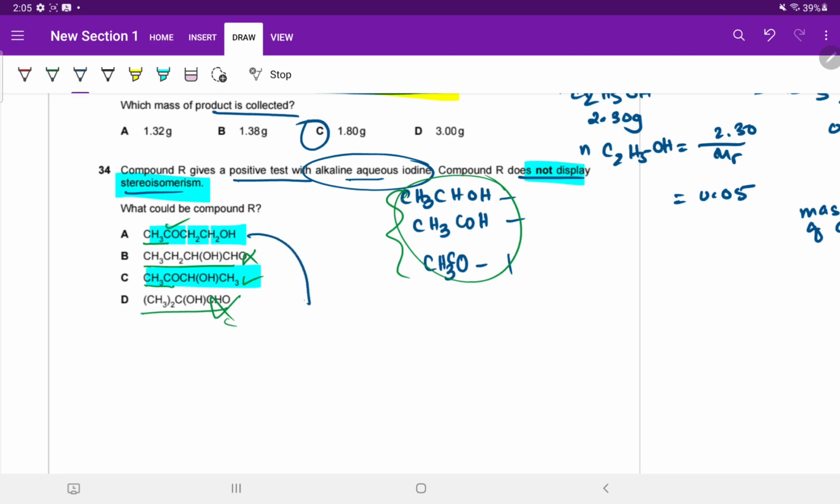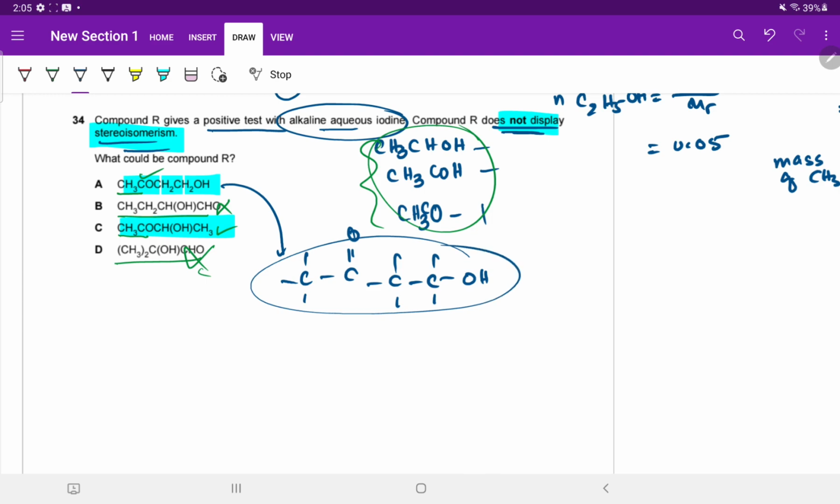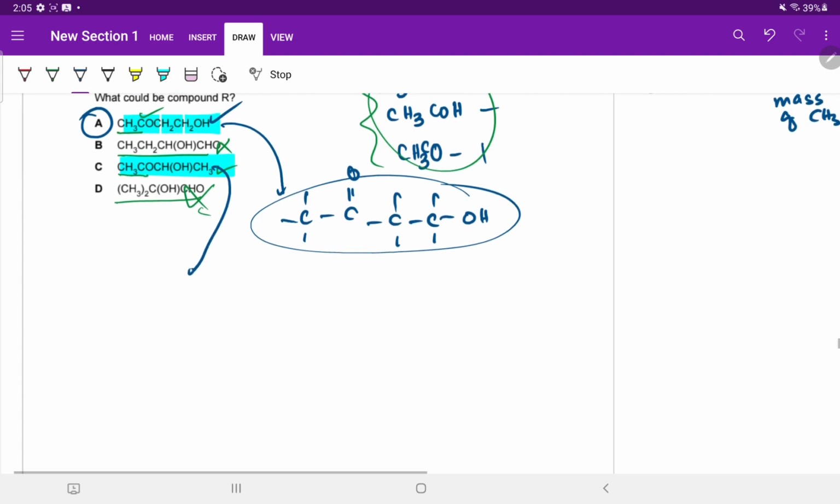So let's take a look at option A. Firstly they have mentioned that they do not display stereoisomerism, so A should not display stereoisomerism for it to be the correct response. So CH3, C double bond O, CH2, CH2. I'm not writing the hydrogens because they're the same. So over here, this won't show stereoisomerism because we cannot find any chiral centers over here, no chiral centers, so it does not display stereoisomerism. So automatically A shall be the correct response, but let's see why C is not the correct response.